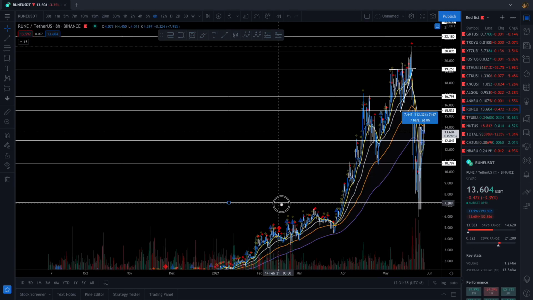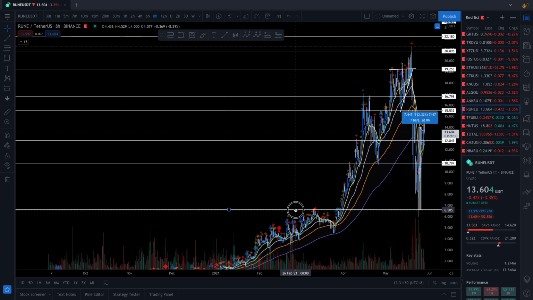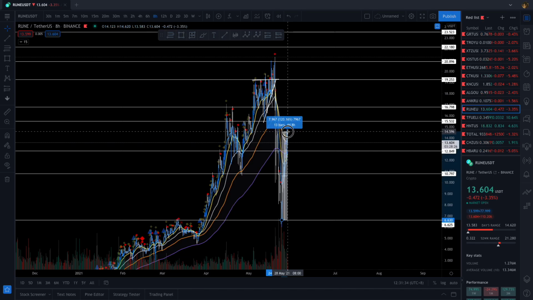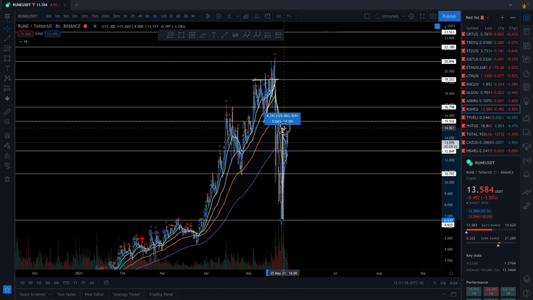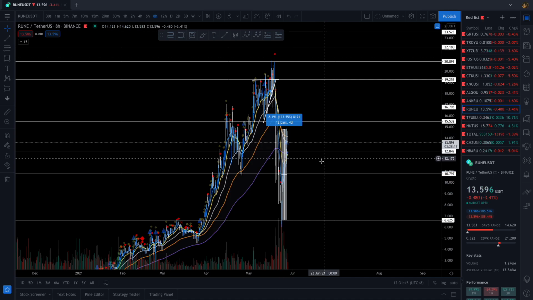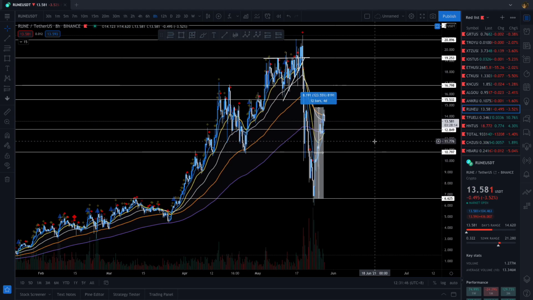If I were to just go onto Rune, and by the way, holy shit, Rune is absolutely huge. I called Rune at 6.6. We went up by like, whew, damn, 120%. Wait, no, 123%. Damn. I hope you guys got into that.